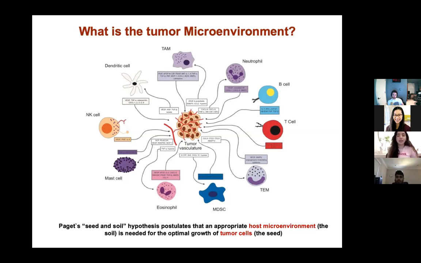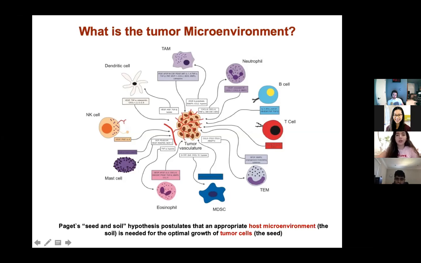A very famous theory in cancer research is called the seed and soil hypothesis, and it basically talks about how the right seed can't ever grow if it doesn't have the right soil. So no tumor cell on its own has the capacity to become a full-blown tumor without the microenvironment assisting and contributing to its development.